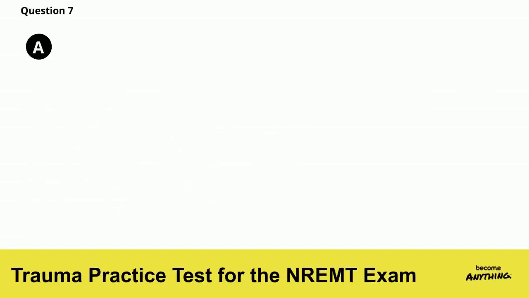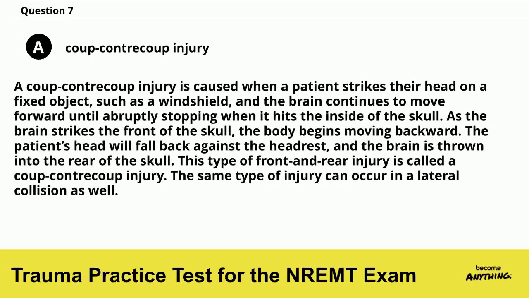The correct answer is A. Coup-contrecoup injury. A coup-contrecoup injury is caused when a patient strikes their head on a fixed object, such as a windshield, and the brain continues to move forward until abruptly stopping when it hits the inside of the skull. As the brain strikes the front of the skull, the body begins moving backward. The patient's head will fall back against the headrest, and the brain is thrown into the rear of the skull. This type of front and rear injury is called a coup-contrecoup injury. The same type of injury can occur in a lateral collision as well.